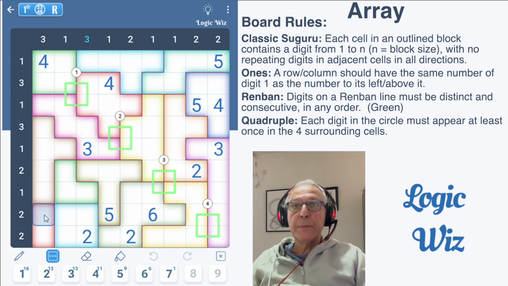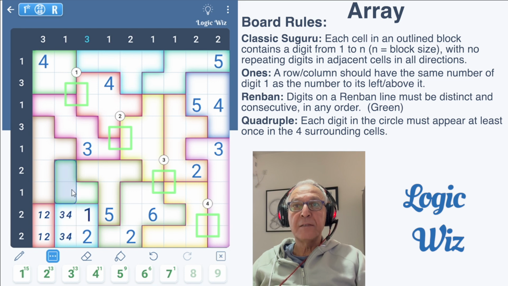So we see here a block of 2. Obviously, the digits here must be 1 and 2. And since one of those 2 cells is 1, 1 cannot be in any of those 2 cells because it will be near the 1 in this block. 1 has to go here. And those 2 cells now, since we have 1 and 2 and it's a block in the size of 4, must have 3 and 4.